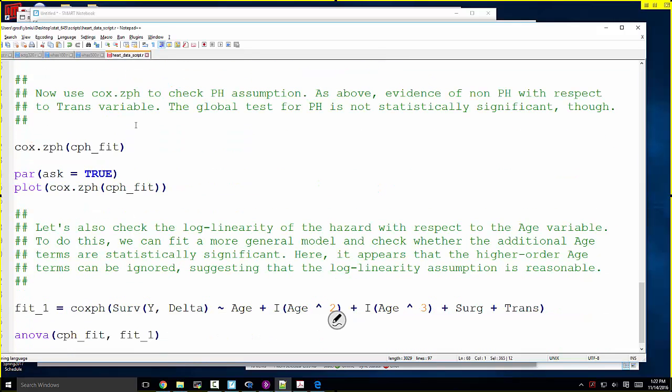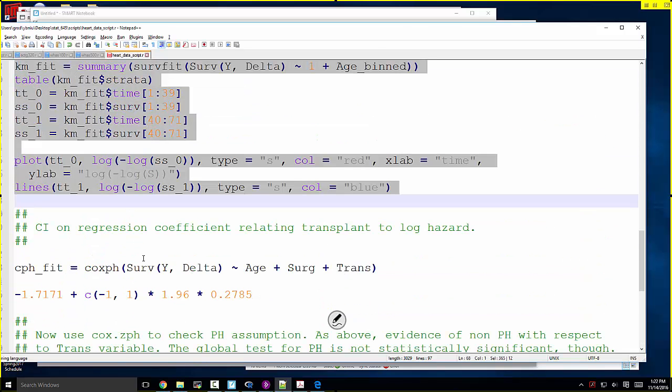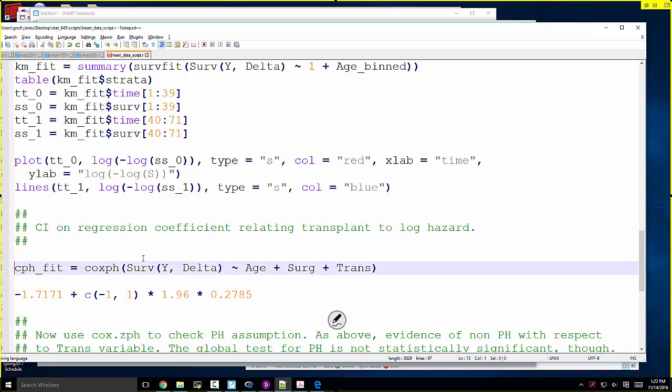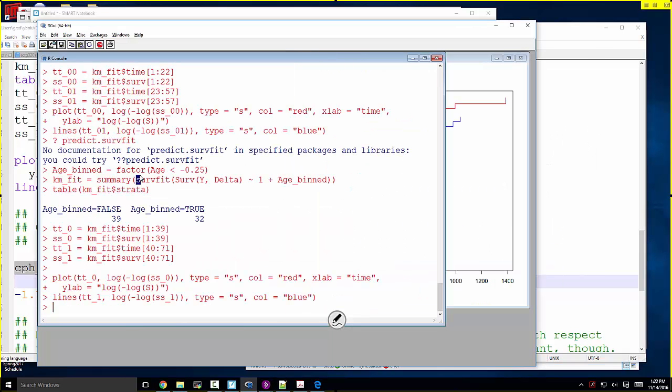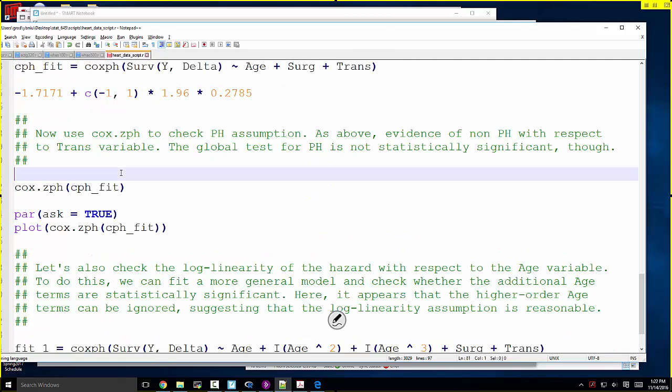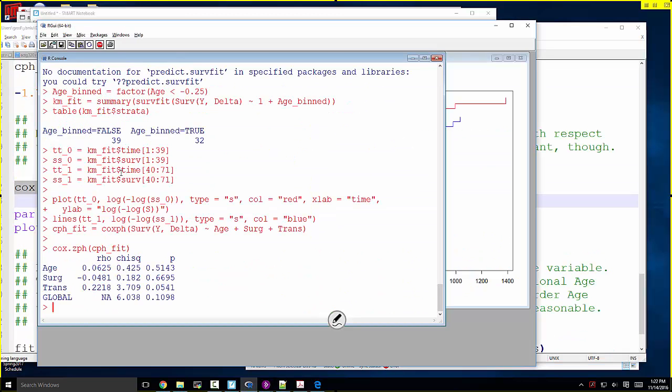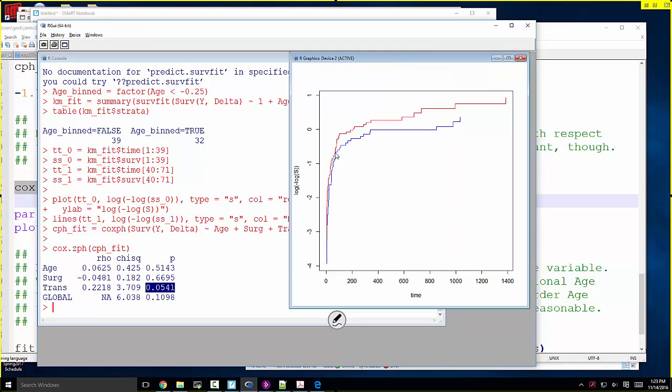Let's go ahead and come down to the bottom and use the Cox ZPH function. So I'm going to go ahead and fit the Cox model that has all the covariates in it that we've considered, age, surgery, and transplant status. And then we will pass that in to Cox ZPH. Let's see what it says. So age, for some reason, did not show up as a problem, but transplant did. That's interesting. It might be that we really need to do the differences instead of just making this picture.